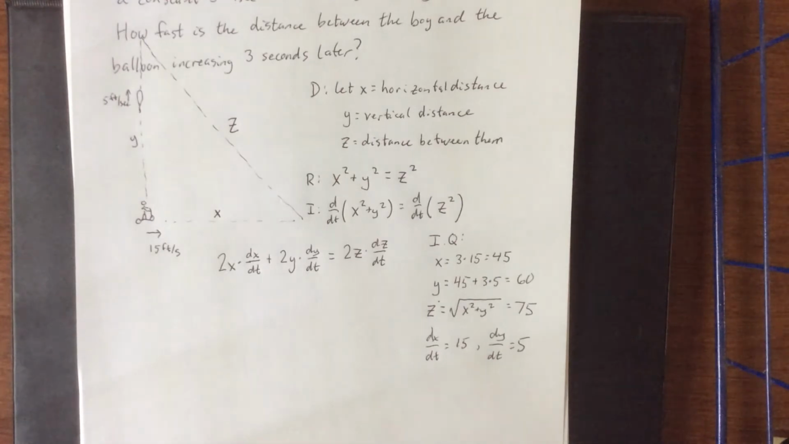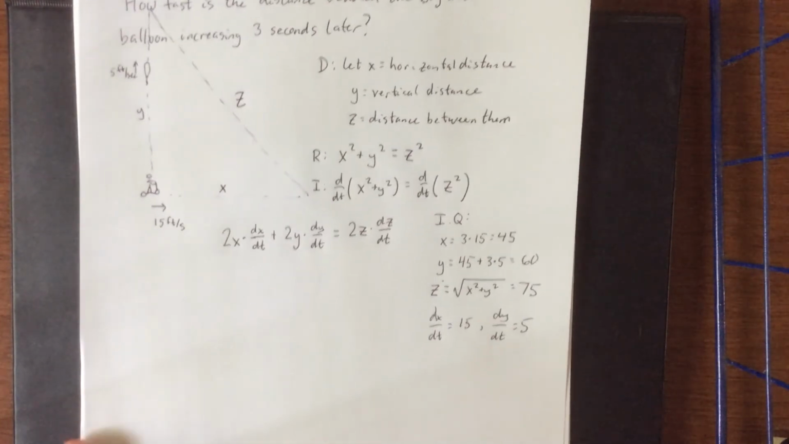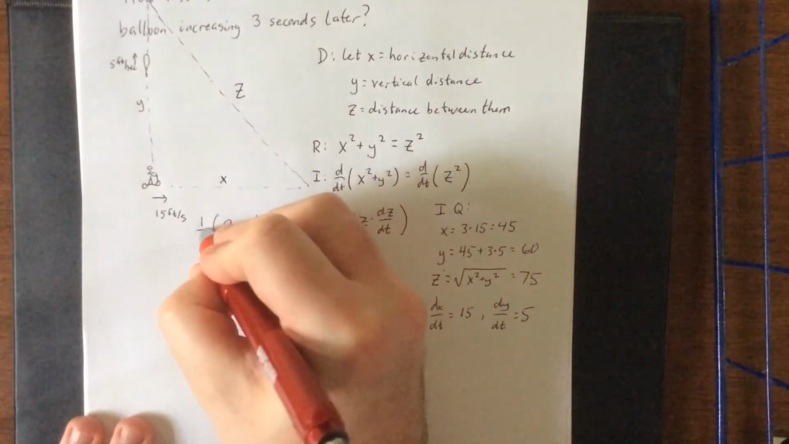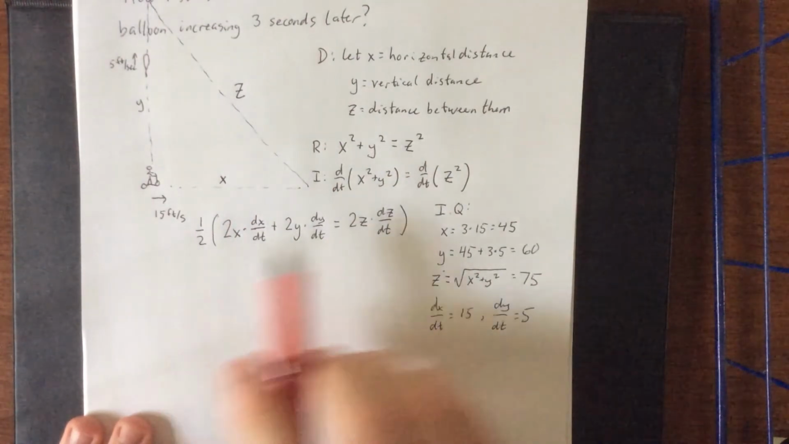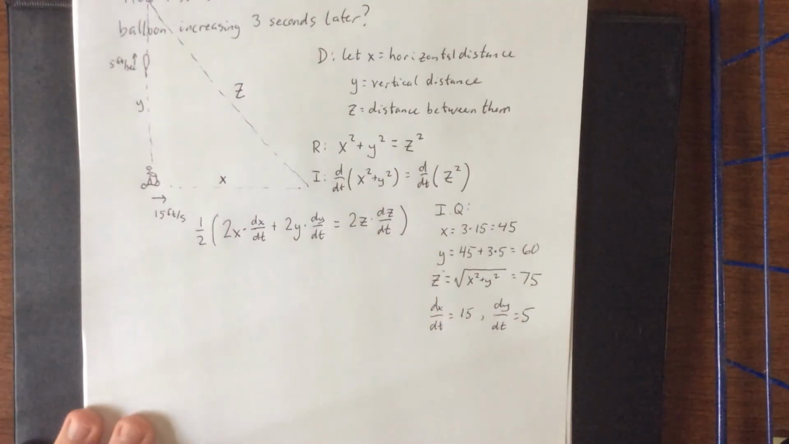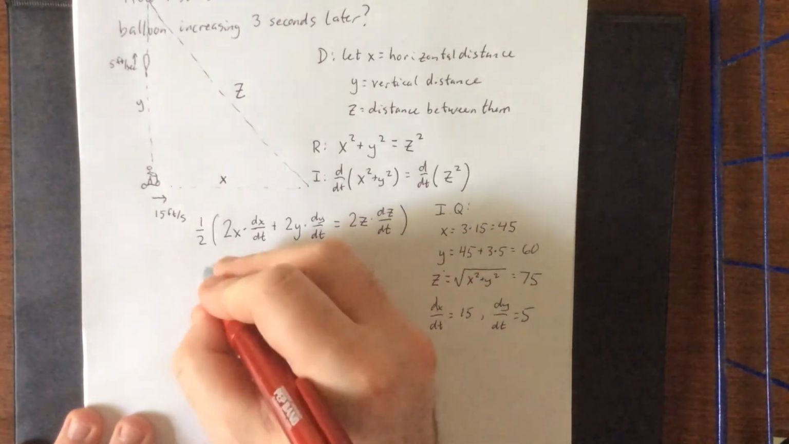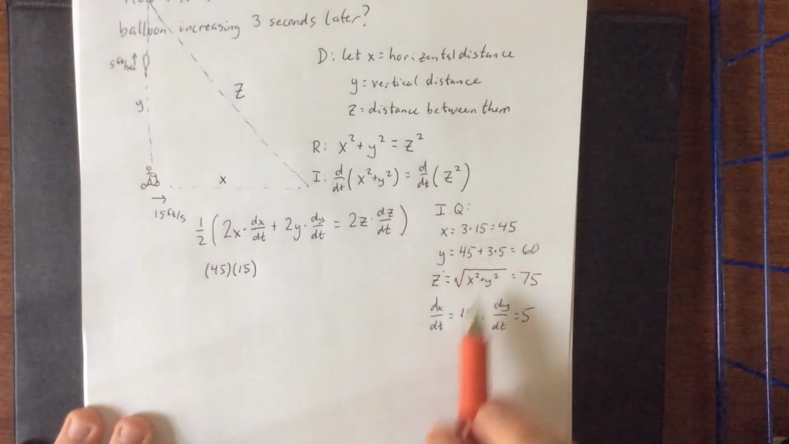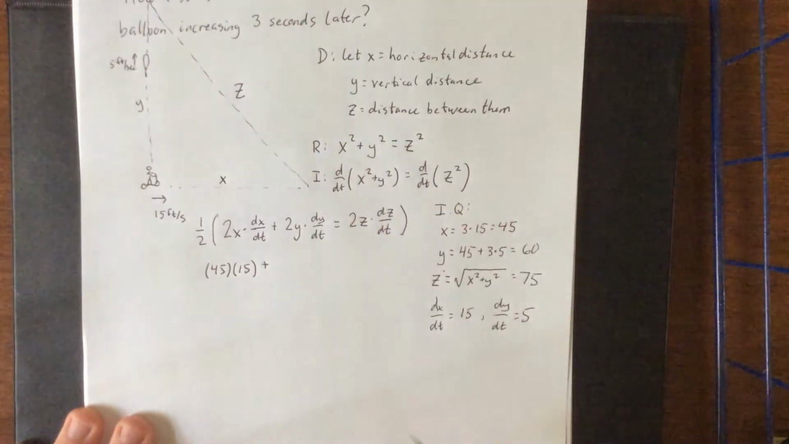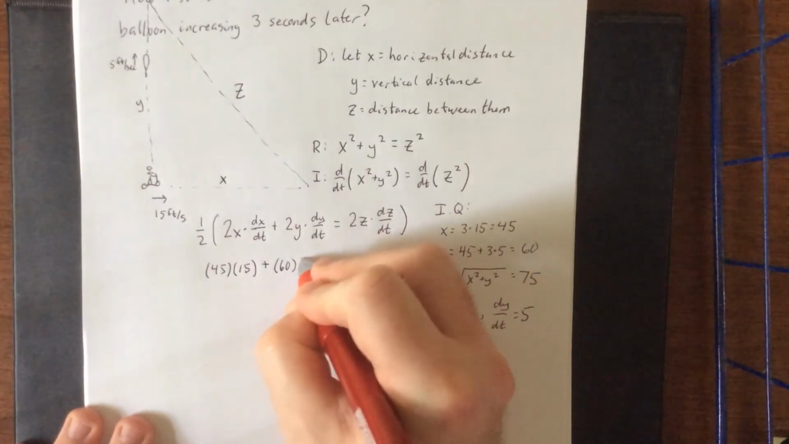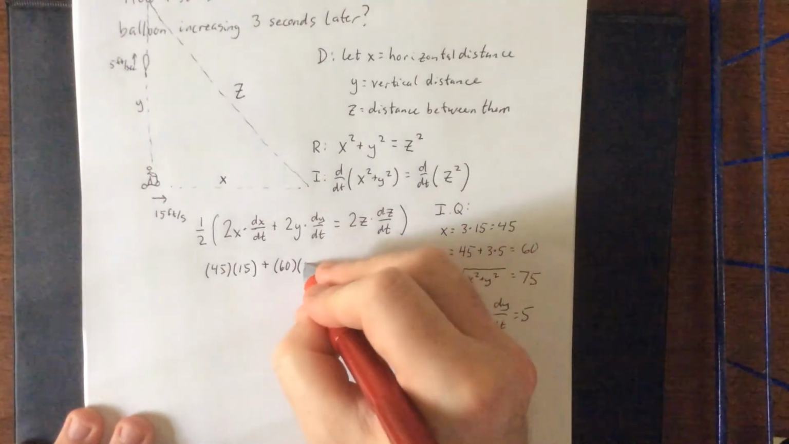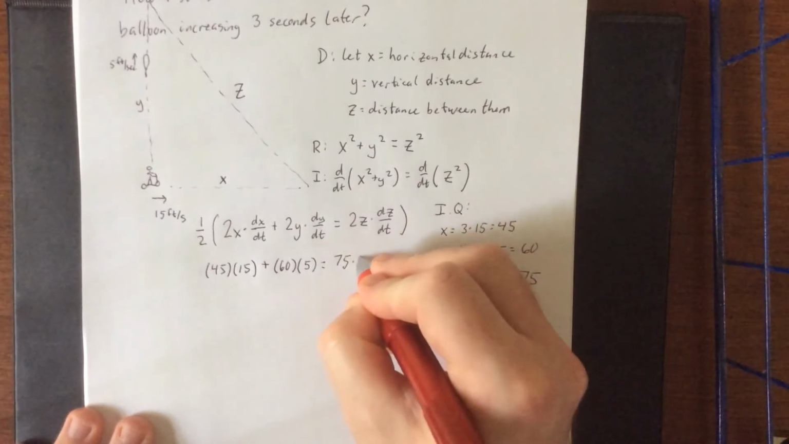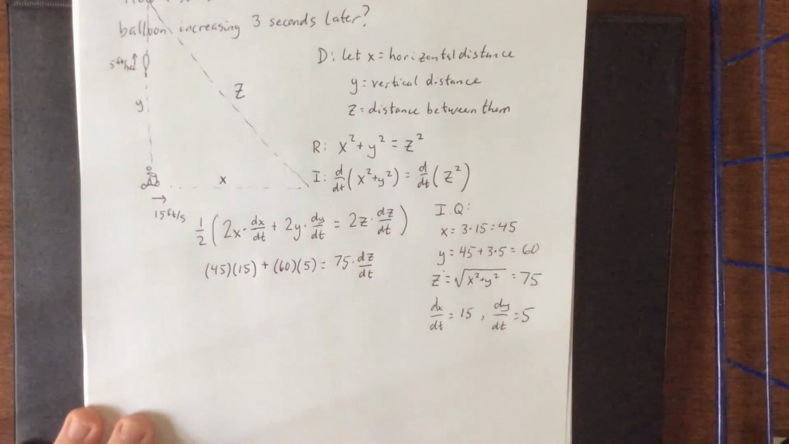What we're going to do is plug in all 5 of these quantities and solve for the one quantity that we don't know. Before I plug that in, I am going to do one small thing that will make this process a little easier and get rid of all of these extraneous 2's. So this will just be x times dx dt. That's 45 times 15. Those are the quantities that we had from over here. Plus, no more 2, just a y, which is 60, times dy dt, which we said was equal to 5. And that's going to be equal to, no more 2, z, which is 75, times dz dt, which is the thing that we're trying to find.